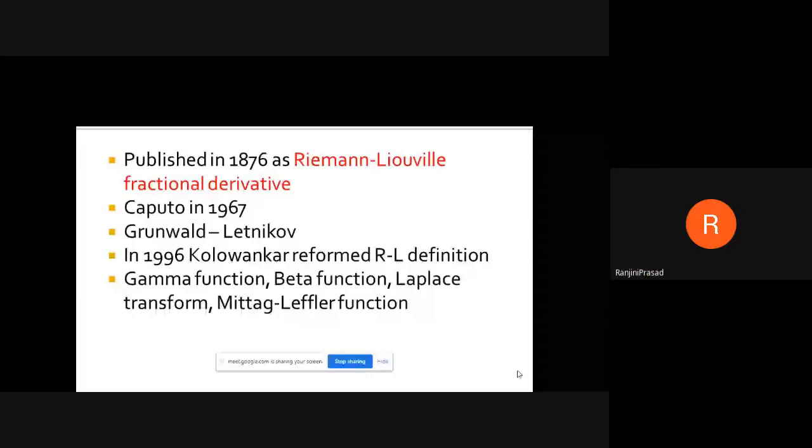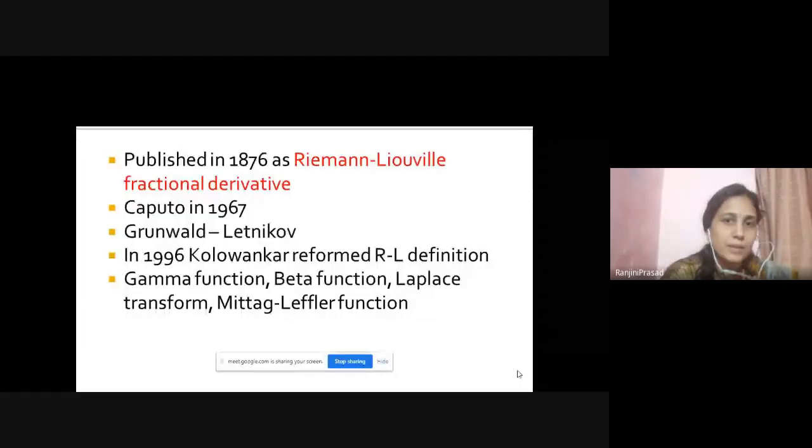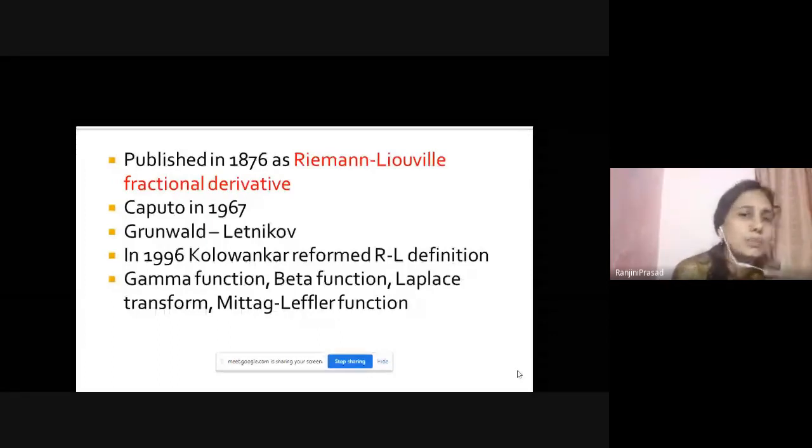So, I think all the students can follow this. No matter whether student or a teacher or a researcher or a scientist, even a student can perform a better thing. Okay, so here 1826, Raymond Liouville, who gave the first fractional derivative definition for fractional calculus.